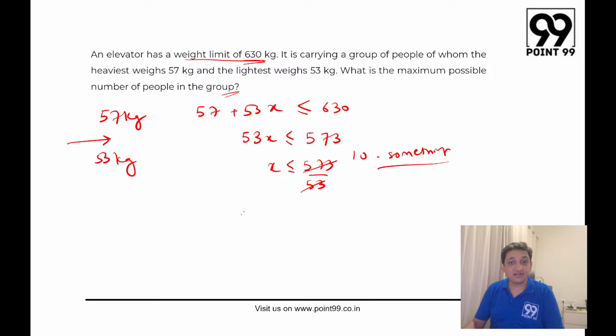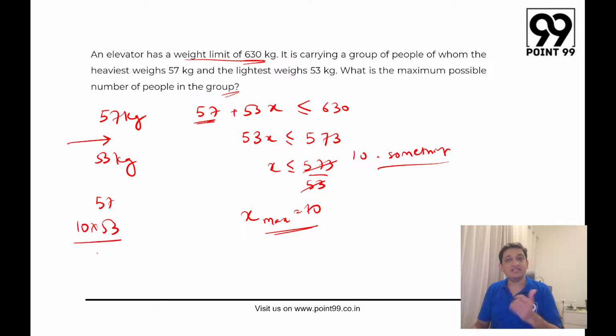So what is the integer value that x can take? x max जो है that will be equal to 10. 11 तो नहीं हो सकता, क्योंकि 11 करेंगे तो वो 573 के ऊपर चला जाएगा, 583 हो जाएगा, right? So x maximum is 10. So what is the maximum number of people in this group? One person who is 57 kg and 10 people who are 53 kgs each. तो इससे अपना answer बन जाएगा. ठीक है, there are other ways of looking at it as well. You could have said 57 into 10 people 570, उसमें 53 add कर दो 623 तो भी बन जाता.